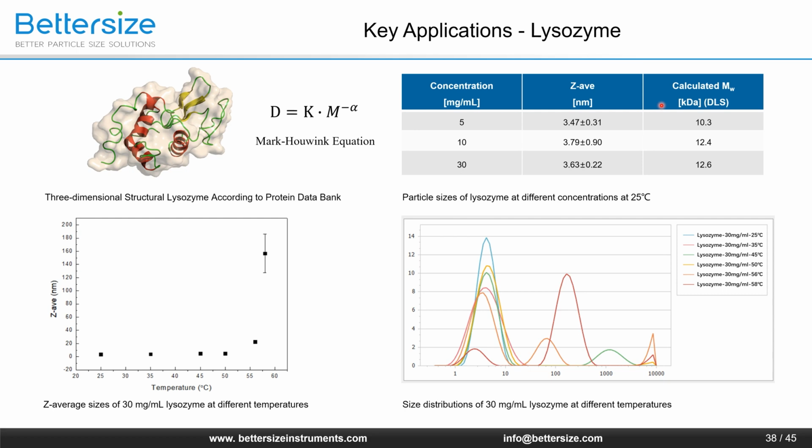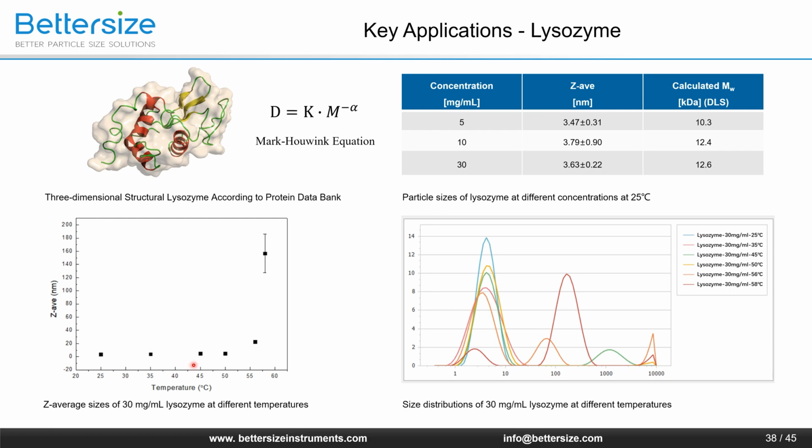As shown in the table, the particle size was measured to be around 4 nanometers. The molecular weight of lysozyme was calculated through the Mark-Houwink equation using the K and alpha constants of lysozyme. It can be seen that the calculated molecular weight of lysozyme at the concentration of 30 mg per milliliter was very close to the literature value, which is 14.5 kilodaltons for lysozyme.